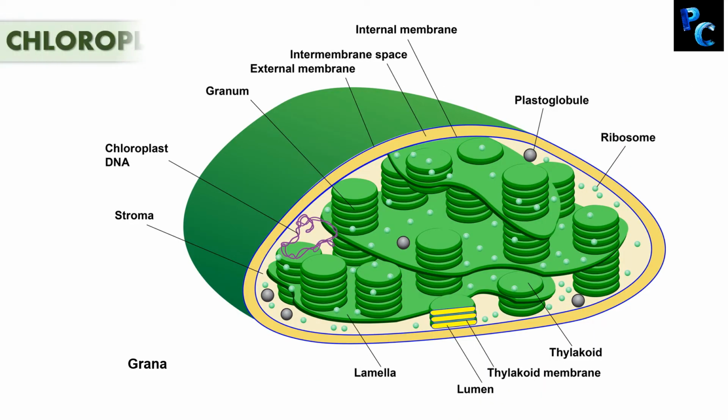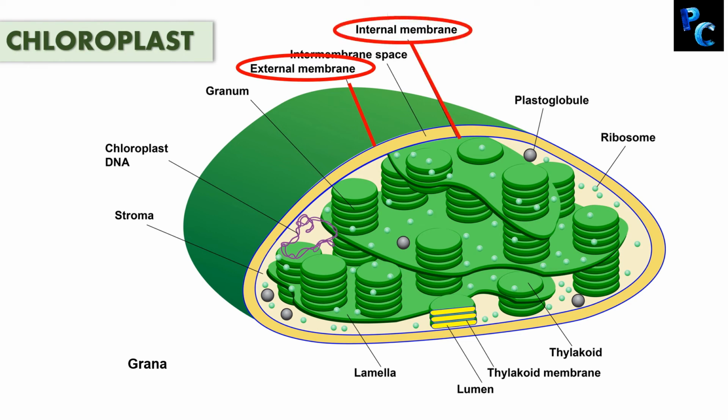Let's now see the structure of chloroplast. Chloroplast is the most important plastid. Here I have shown you the diagram of a chloroplast. There are a lot of markings, but we are not going to study all of them. Whichever is required in this standard, I will mark them in red. So follow with me. As we saw in the definition, it is a double membrane organelle. So there is an outer membrane or external membrane and an inner membrane or internal membrane.